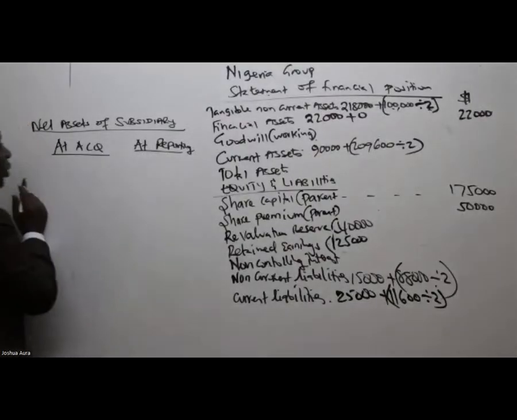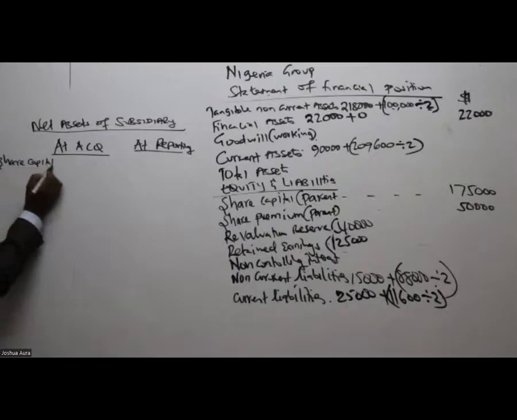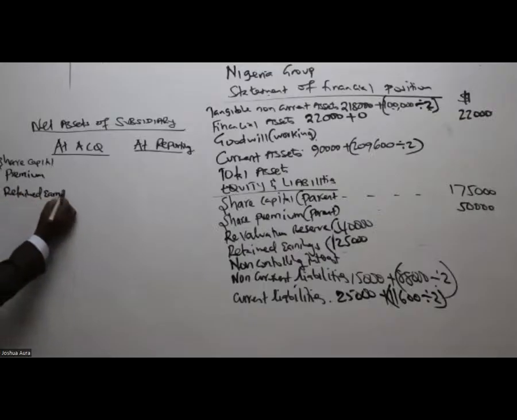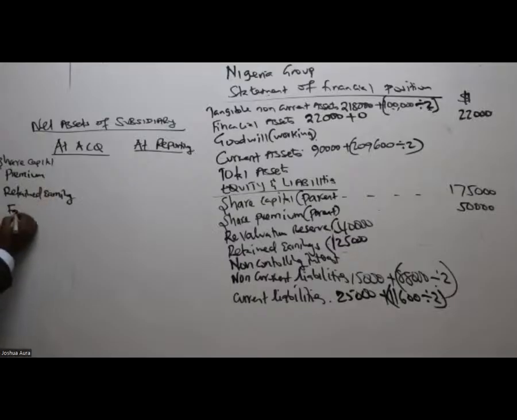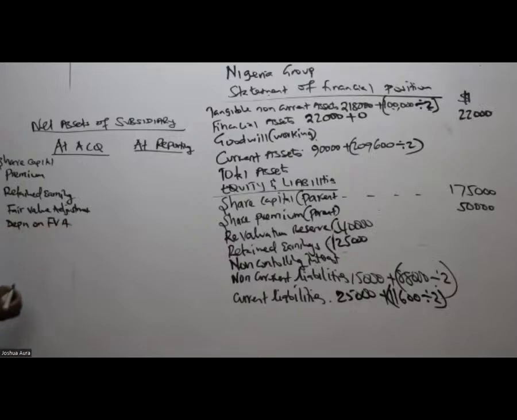So the first equity component there, we are told, is share capital. Then we have share premium. Then we have retained earnings. Then we have, in this case here, fair value adjustment. And then, of course, we have a depreciation on the fair value adjustment.